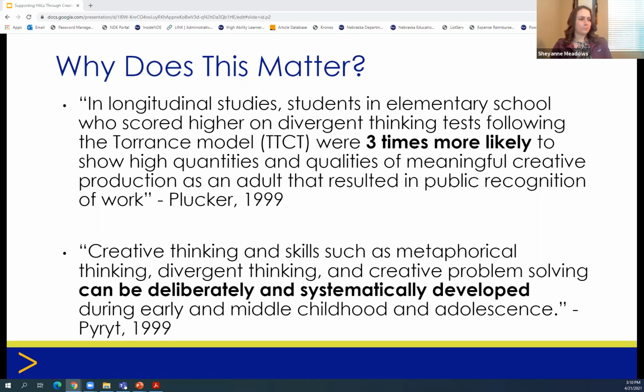Additionally, we know that it's something that can be developed. Creative thinking skills, like in school, if we think about metaphorical thinking, divergent thinking, creative problem solving, we can systematically develop those in early, middle childhood and adolescence. And that is how we are going to help our students move into a more productive phase of life versus just regurgitating information. We want them to be able to be productive members of whatever field they choose to go into.